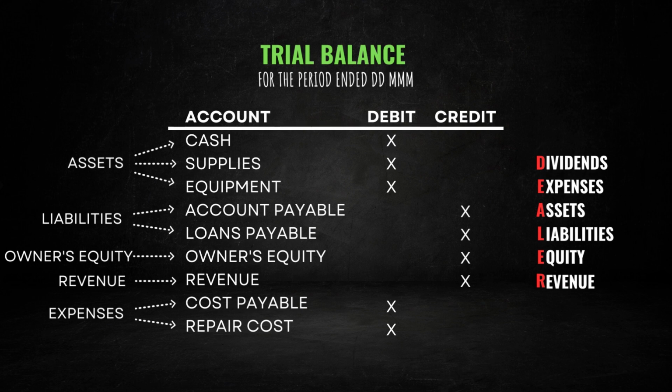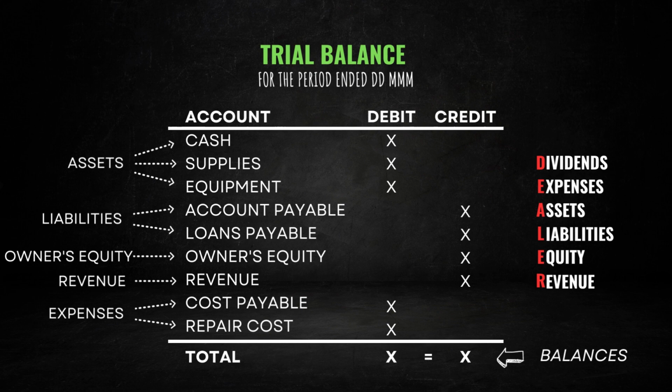A balanced trial balance indicates that the total debits match the total credits. However, it's important to note that while a balanced trial balance is a good starting point, it does not guarantee the absence of errors. There could still be mistakes in the individual entries that offset each other, resulting in a balanced trial balance but inaccurate financial records.